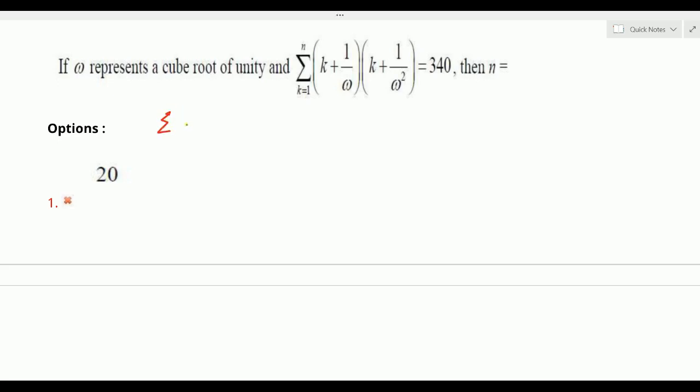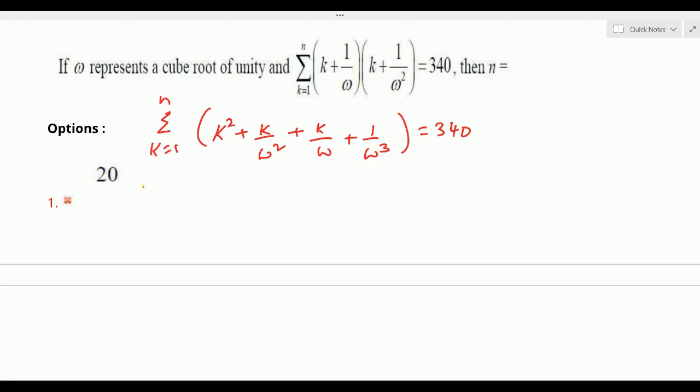Sigma of, ముందు simplification చేయండి. Term simplification చేయండి. k is equal to 1 to n. What is the expansion of this? k into k is k square, plus k into 1 by omega square is k by omega square, plus next term 1 by omega into k, that is k by omega, and then next term is 1 by omega into 1 by omega square is 1 by omega cube, is given as 340, right?